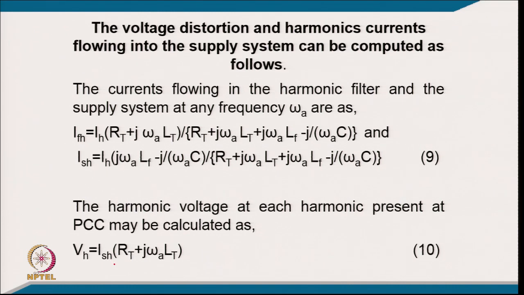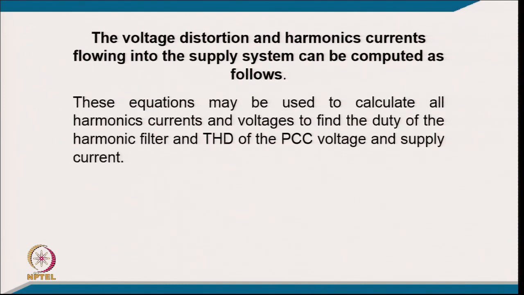You have ISH, the current flowing into the supply, multiplied by the total supply impedance at that particular harmonic. That is the total harmonic voltage at the point of common coupling. If it is the resonance, this voltage will also go high. So, voltage distortion and harmonic current flowing into the supply system can be computed as follows. These equations may be used to calculate the harmonic currents and voltages to find out the duty of the harmonic filter and THD of the PCC voltage and supply current.